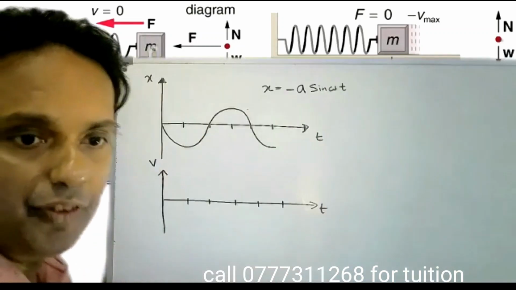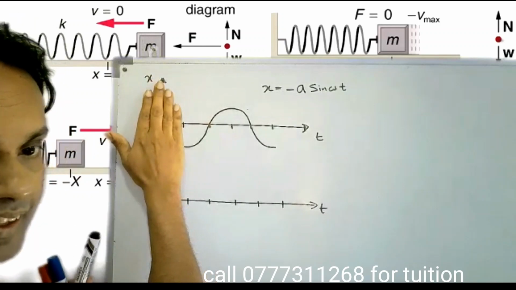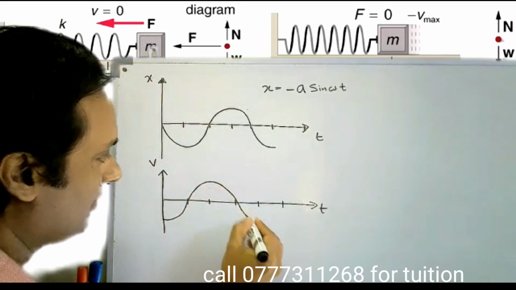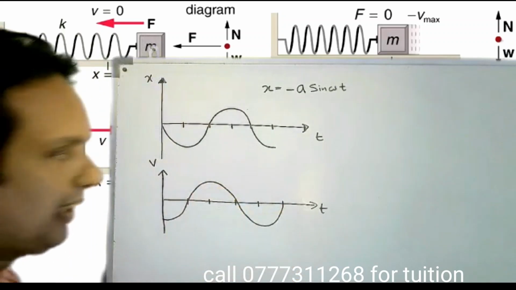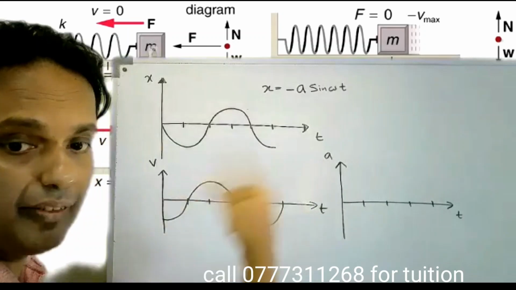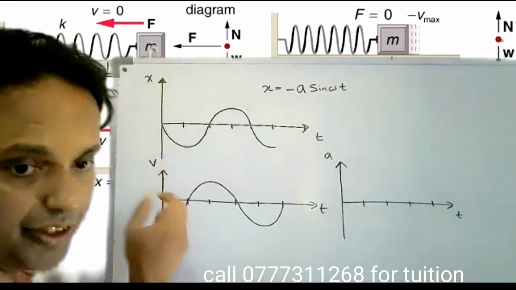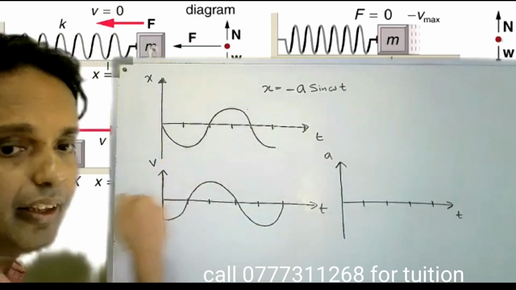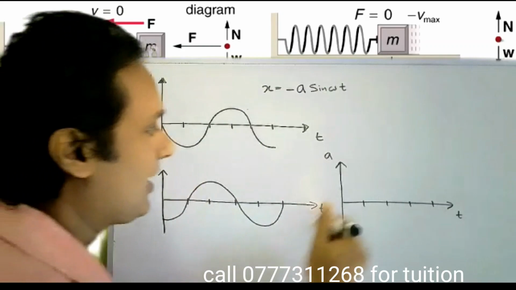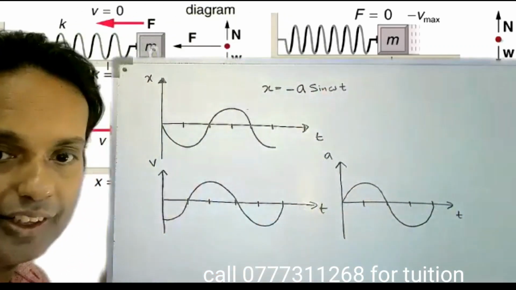I want to get the velocity time graph. How to get that? That's the velocity time graph. I have the velocity time graph. How to get the acceleration time graph? Pull it back. Part of the oscillation. That's the acceleration time graph.